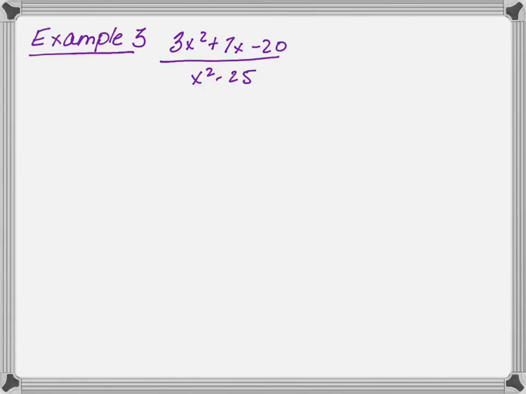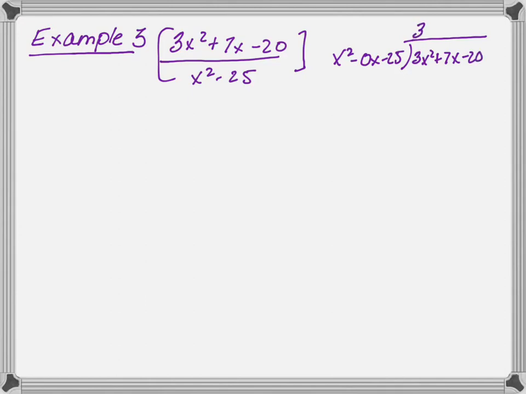Number 3, again, has the numerator and the denominator with the same degree. So we have to do long division. So x squared, if I'm dividing, I need my x term, so I'm going to put plus 0x minus 25. Or may not, but it's always good to put it in there. 3x squared plus 7x minus 20.